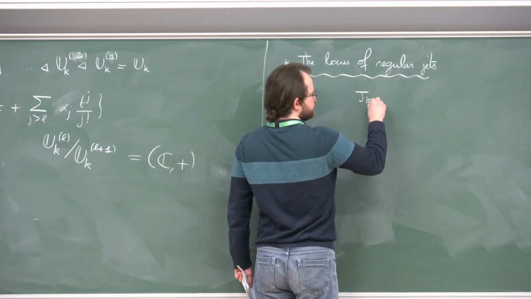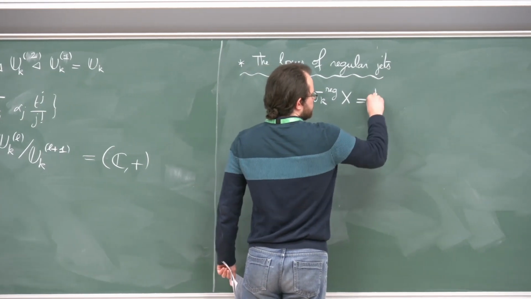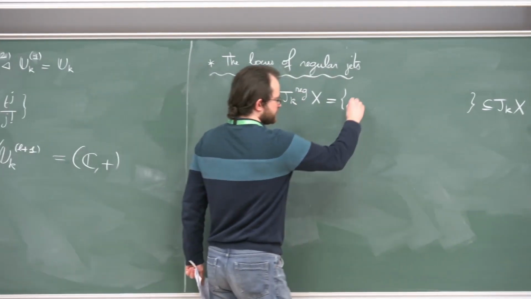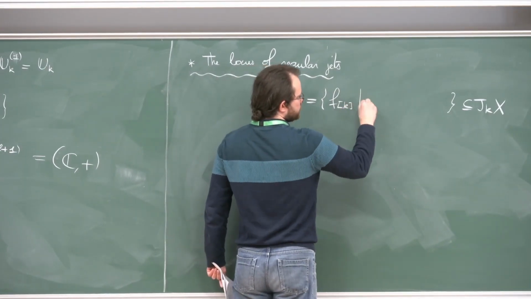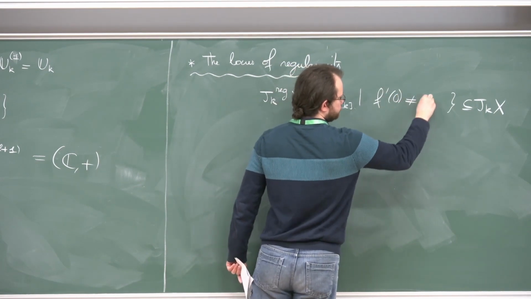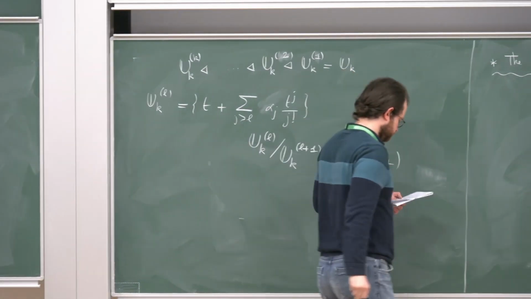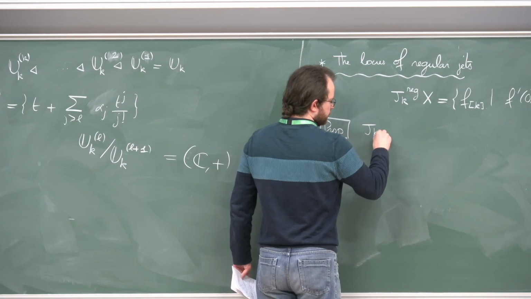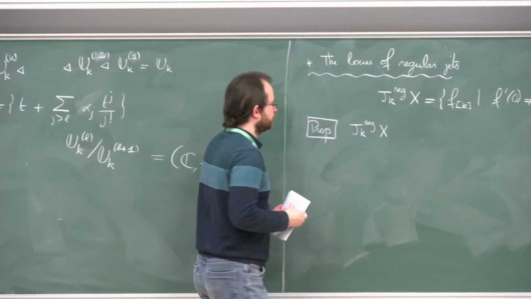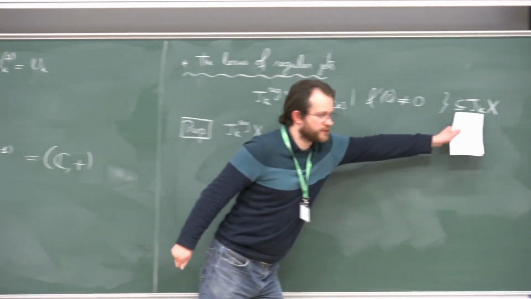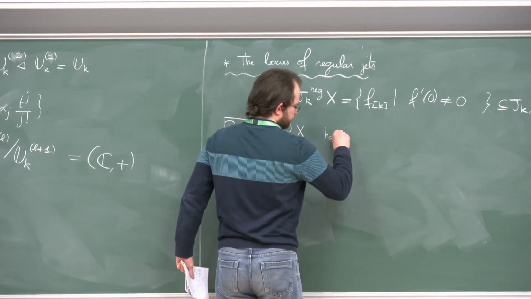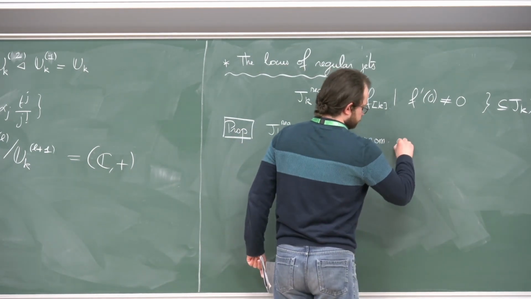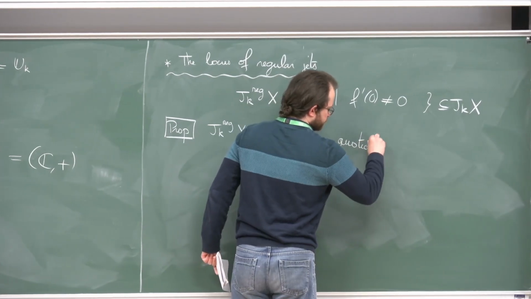So let me define this space J_k^reg, which is inside the space J_k X, the set of k-jets where the first derivative is non-zero. Then, claim, proposition: if you want to quotient this subset, which is a Zariski open subset in J_k X, by the reparameterization group, you can do it very well with a geometric quotient.